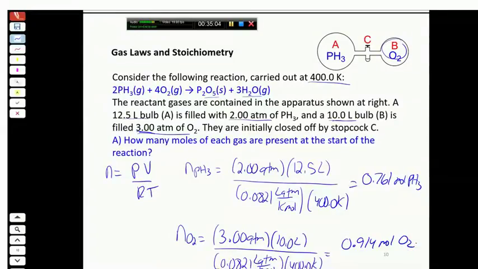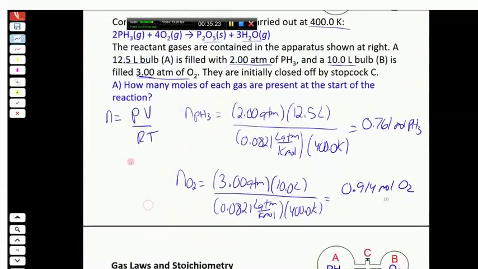Alright, so that's the number of moles of each reactant we have before we allow them to mix with each other. Just like any stoichiometry problem, if we're trying to ask you questions about reactants and products, the first thing we should think about is how many moles of each reactant we have. That's a very common thing we do. So now we know the moles of each reactant. Let's see what the next question asks us.